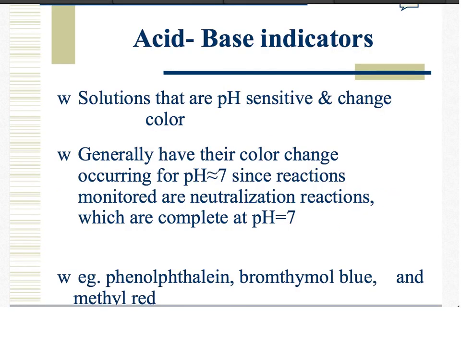In lab, we're going to use some indicators of acids and bases. These are pH sensitive and they change color, so it's pretty cool. They generally have their color change occurring when solutions are above or below 7. An example of one that we're going to use is something called phenolphthalein. We might not use bromothymol blue or methyl red, but we are going to use phenolphthalein.